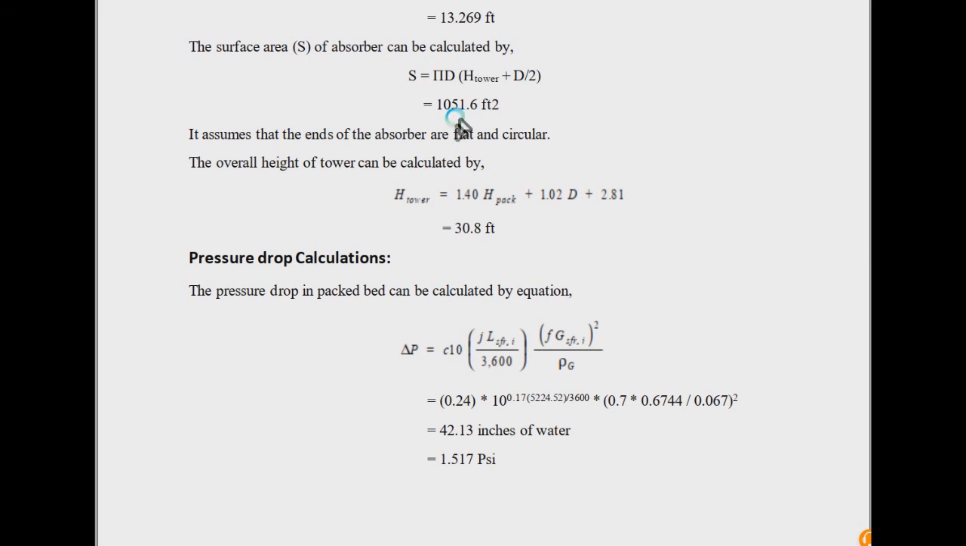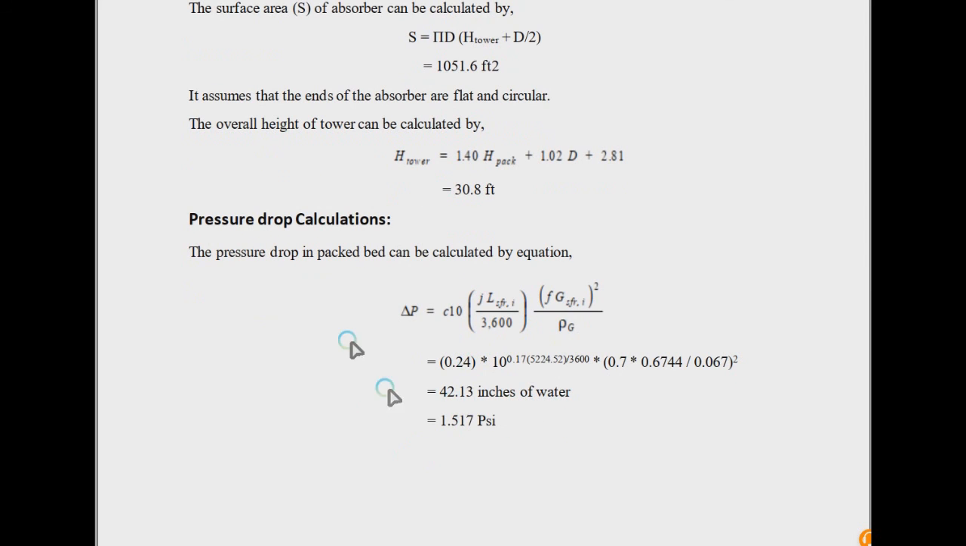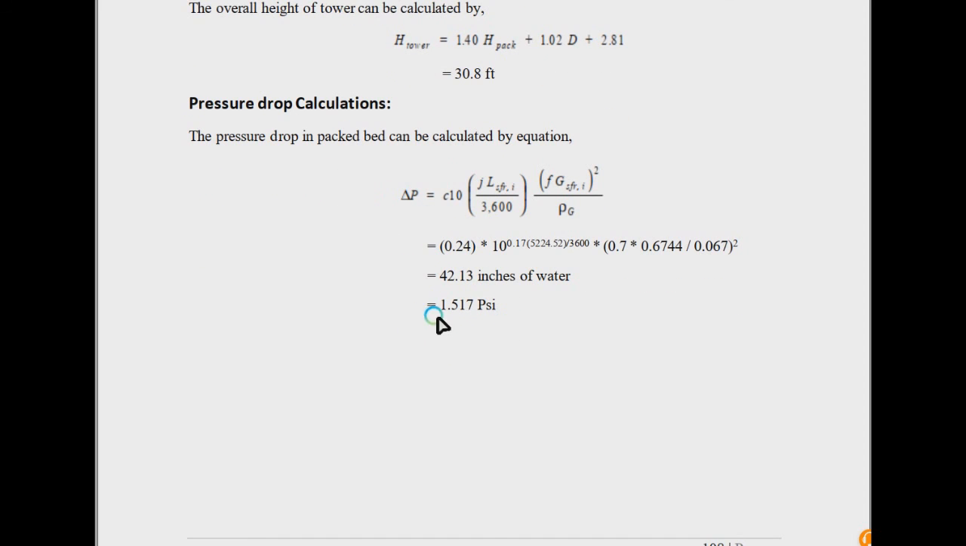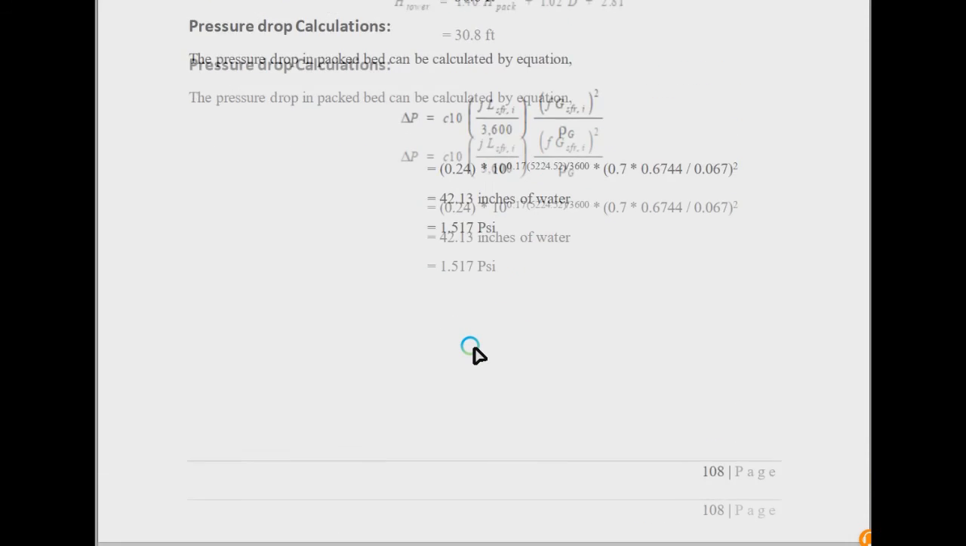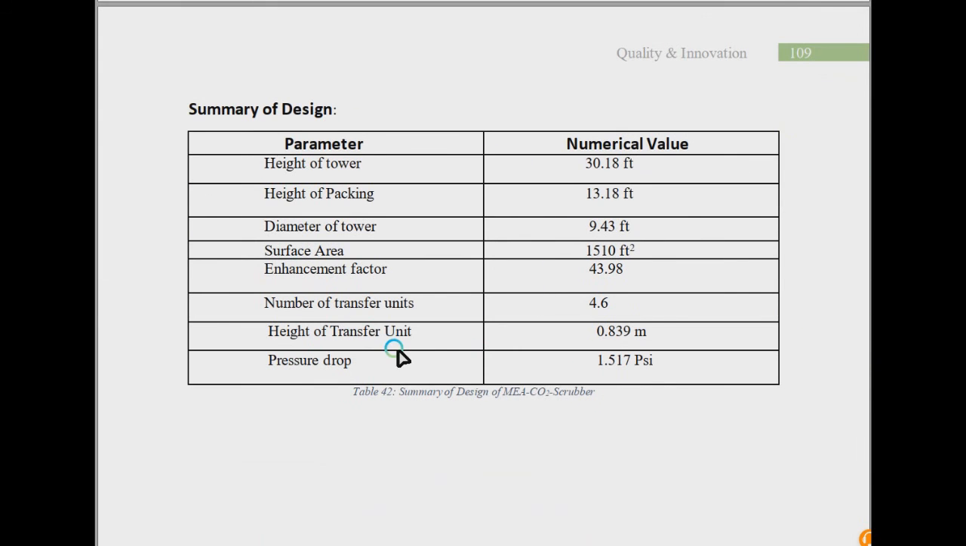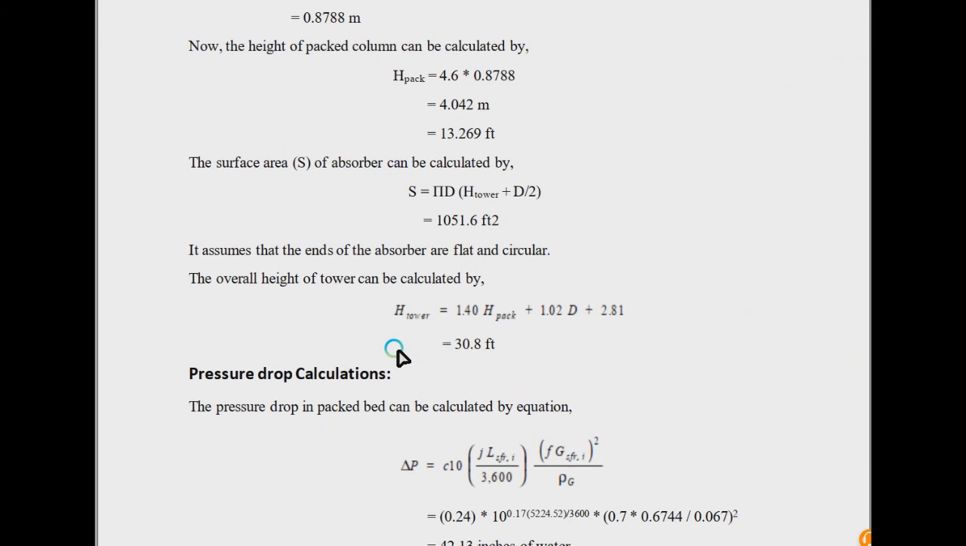The last is the pressure drop calculation in the packed bed. That can be found by using this equation available in the literature reference, Coulson and Richardson mainly. C10 is a factor based on your packing. This is a constant. J is also a constant, and this is the 10 raised to the power exponent of this value. After calculating all this, F is a flooding factor, rho g is the gas density. My pressure drop comes out to be 1.517 psi. So the summary is plotted here, and the design of the absorber is completed.